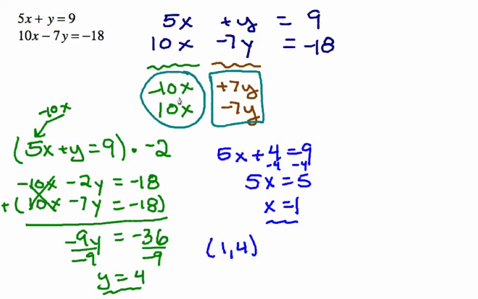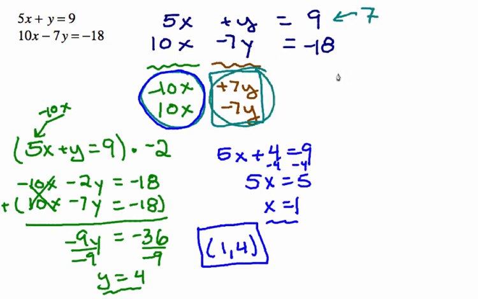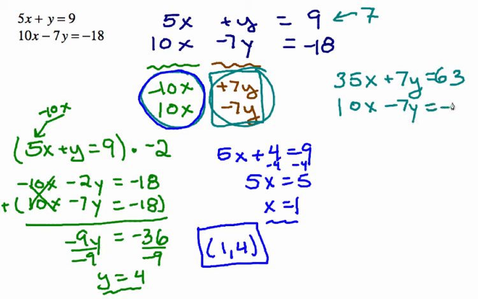So using the 10x term and eliminating x, we found that the answer should be x equals 1, y equals 4. So let's see what happens if we do it the other way, multiplying the first equation by 7 in order to get this to work out. So 5x times 7 is 35x plus 7y equals 9 times 7 is 63. We still have 10x minus 7y equals minus 18. We're now going to add these two equations together.